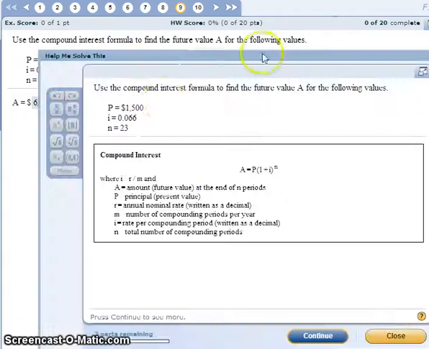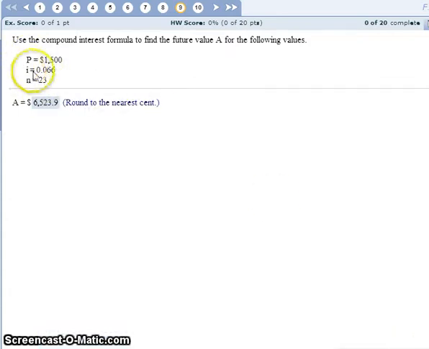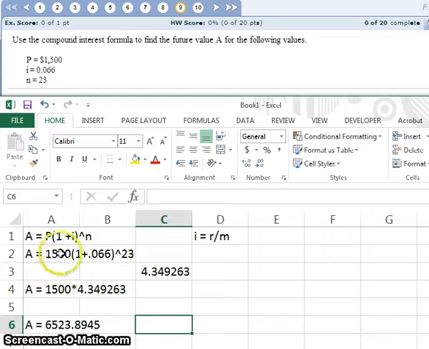For number 9, we are doing compound interest, and you can click the Help Me Solve This button to be reminded of the compound interest formula and what all the different letter variables stand for. So you're given the values for P, I, and N. Plug them in. We're solving for the amount. We know the principal. We know I. We know N. Solve this part first, the parentheses raised to the exponent. You'll get this value. And now the amount equals these two numbers multiplied together, and here's what you get.